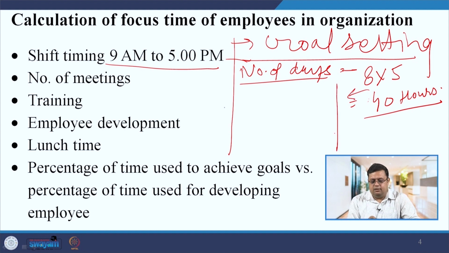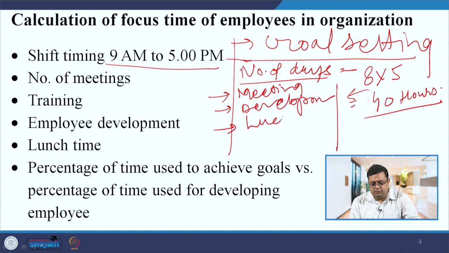Now, you check per week how many meetings are there, how many developmental plans are there, lunch time, right. So, wherever other engagements are there, you can identify as per your organization. Let us assume some birthday celebrations are going on, some farewell parties are going on. So, you need to identify what is the average time for an employee where that person is engaged in some other activities other than his job.